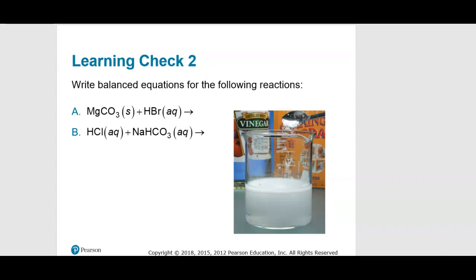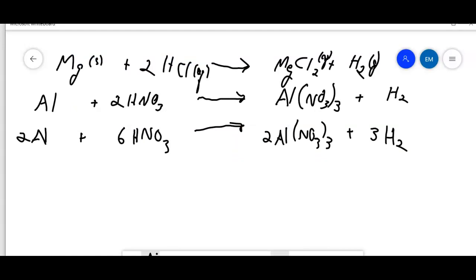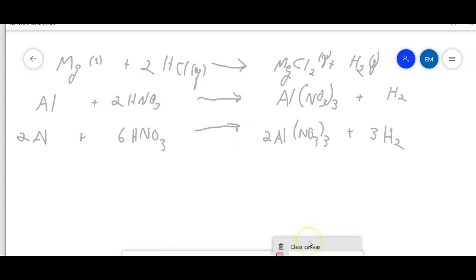Anyway, we have here, let's write balanced equations for the following reactions. Okay, well, this one is not a balanced reaction yet, or it doesn't look like it. So let's balance this reaction. So magnesium carbonate and hydrobromic acid. So let's clear this. Magnesium carbonate plus HBr.